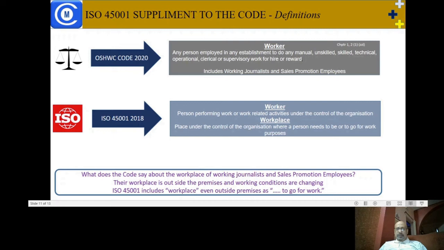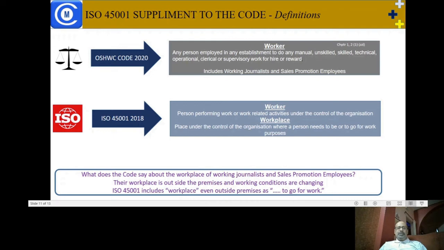If we look at ISO 45001:2018, the definition of worker is a person performing work or work related activities under the control of the organization. And what is the definition of workplace? Place under the control of the organization where a person needs to be or to go for work purposes.